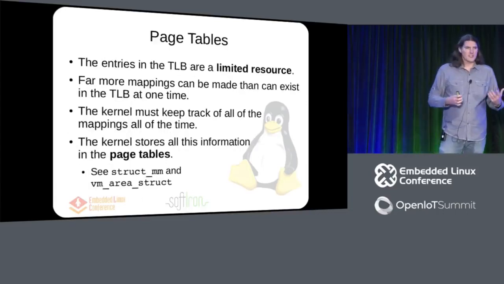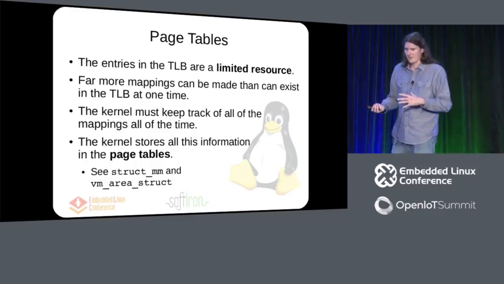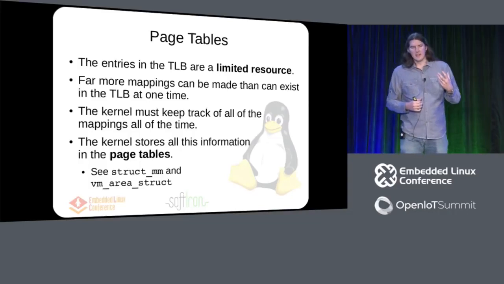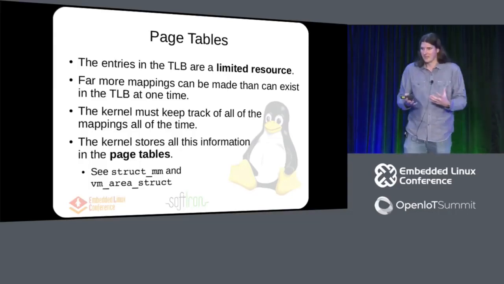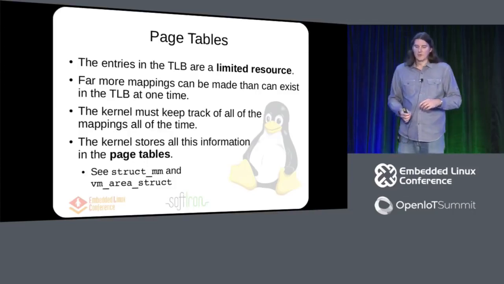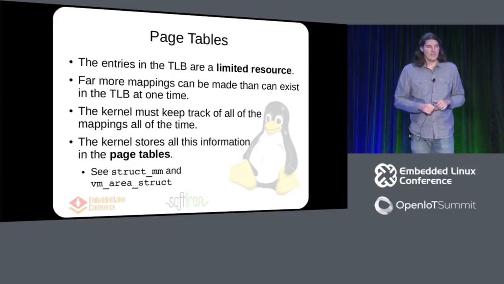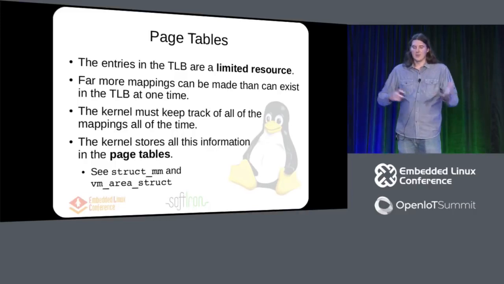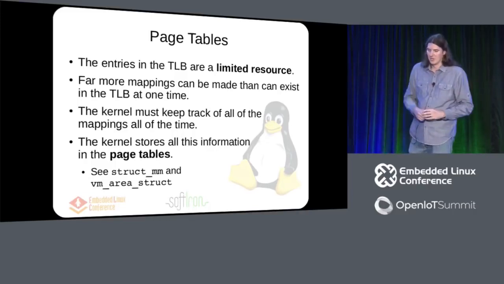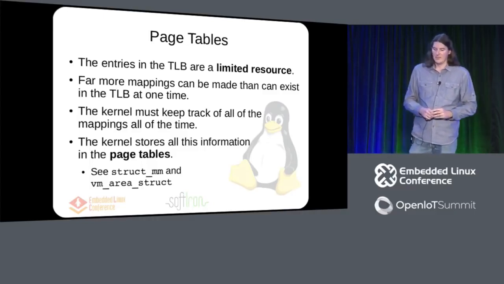So let's talk about the kernel's page tables. So far, we've talked a lot about the hardware, but we haven't really talked about what happens in the software. The entries in the TLB, like we've talked about, are a limited resource since they're actually part of hardware. There's a fixed number of TLB entries. And of course, far more mappings can be made than can possibly exist in the TLB at one time. This is a very common case. But the kernel has to keep track of those mappings all of the time. It has to keep track of all of the memory that's used on the system all of the time, regardless of what's loaded into the TLB on the CPU.